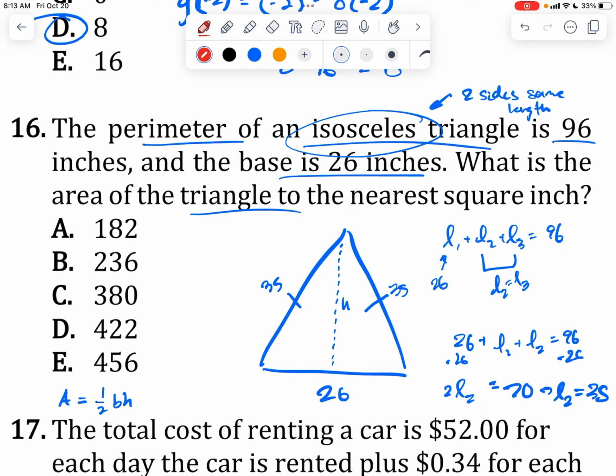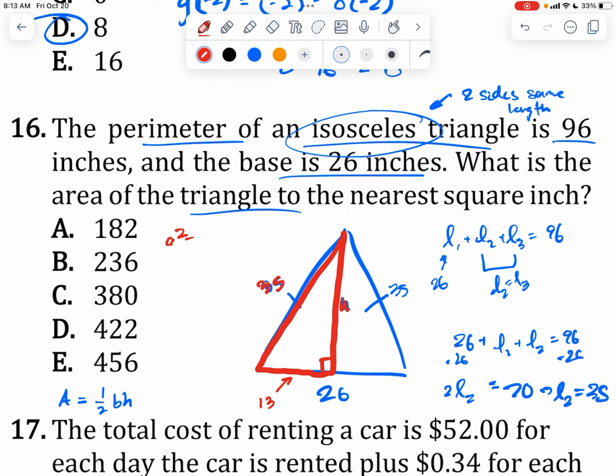So the best way to solve this is, since we know this is an isosceles triangle, if I split this isosceles triangle as such, this angle here is going to be 90 degrees. So that would make this the hypotenuse of this right triangle. The leg here would be 13, just half of 26. And then I just need to solve for the height, which is the last leg.